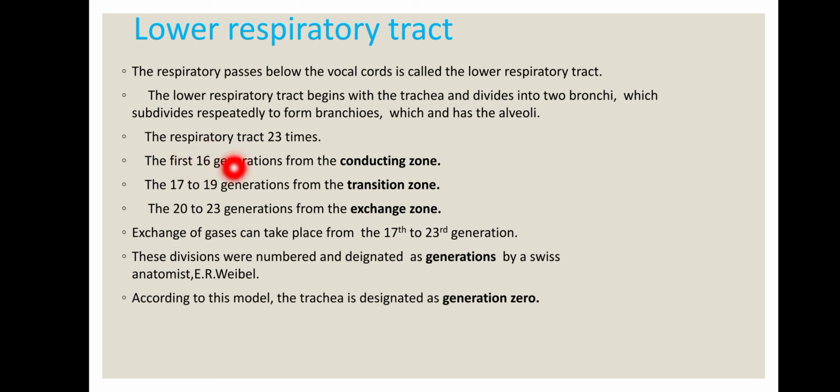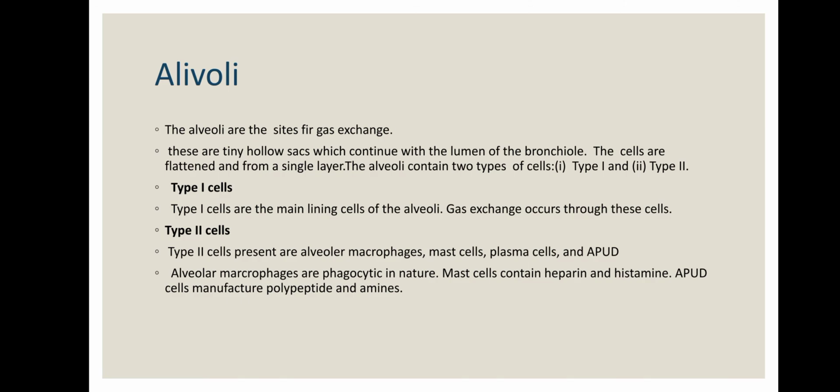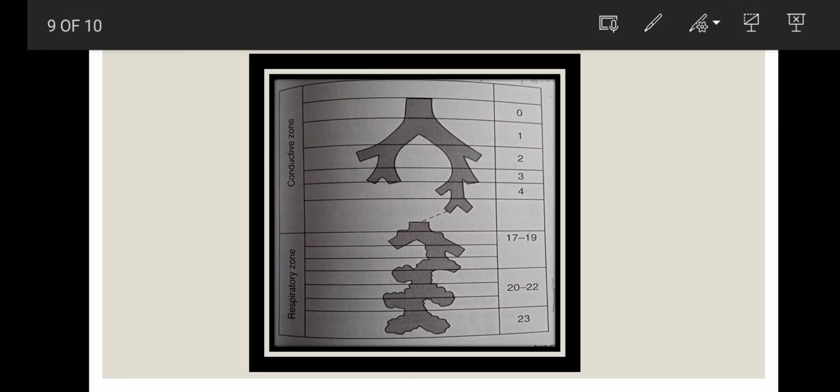The first 16 generations form the conducting zone. The respiratory tract has 23 divisions, from 0 to 23, as we can see. So the first 16 generations, from here to here, are the conducting zone, as represented here.